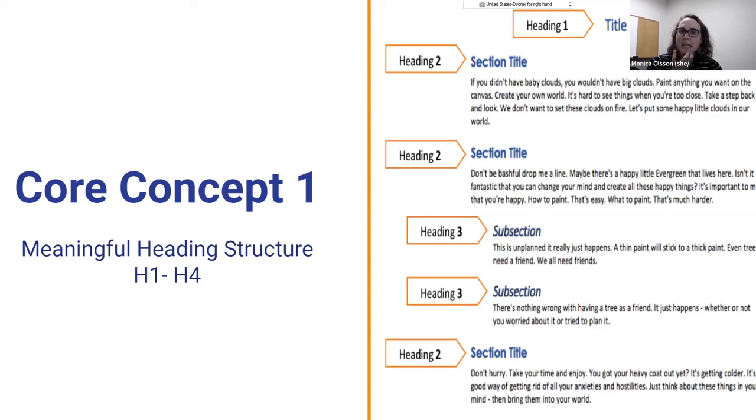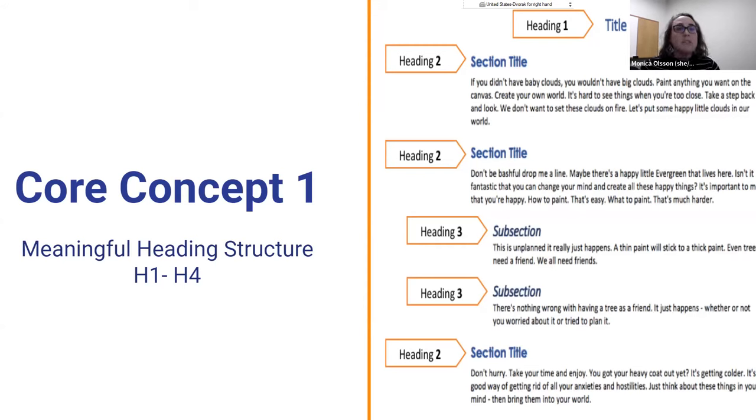So as sighted people, we might be able to discern when something is a heading or a main section in a document or a web page because it's big and bold or underlined or something. But again, if the back end design has not been associated with a heading level, that experience is lost for people who are using assistive technology to navigate.